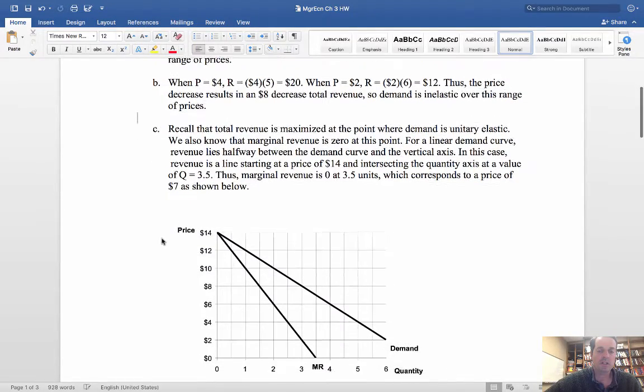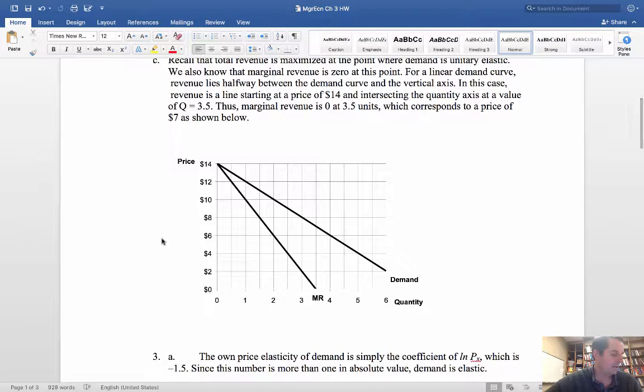Okay. Part C, if you extend this line out, you would see that it intersects the horizontal axis at 7. The marginal revenue curve for a straight demand curve is always going to start at the same vertical intercept and go down twice as quickly, so it'll hit halfway between 0 and 7 in this case at 3.5.